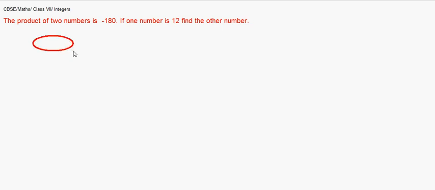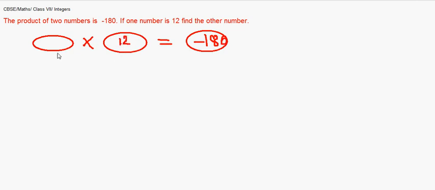We are multiplying two numbers to get the answer, right? The product of these two numbers, it says, is minus 180. One of them we put as 12. So how do we find the other one, which we regard as A maybe? A will be the product divided by one number, that is minus 180 divided by 12. This is equal to minus 15. I hope you followed this question.